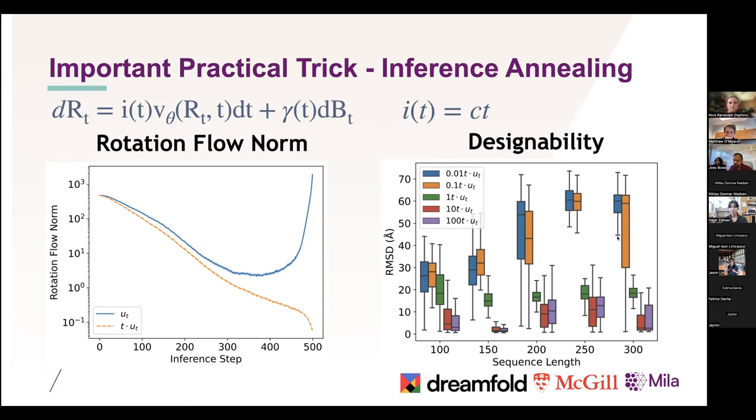On the right plot over here, we try to visualize the effect of different inference annealing schemes. We notice that if you have 10t, the RMSD drops a little bit. This is a box plot where the shaded region is the variance and the bar is the mean. And if you have really small inference scaling, the RMSD just blows up. So this idea of shooting fast at the beginning and slowing down near the end really helps lead to much more designable proteins.